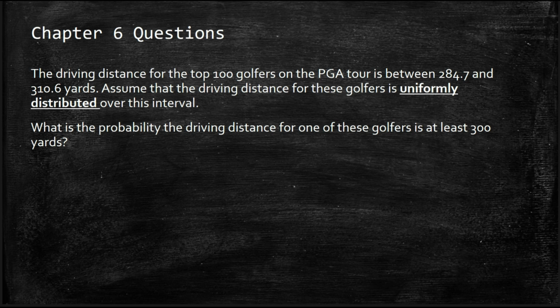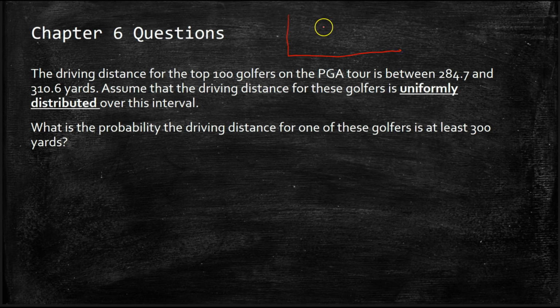Okay, the driving distance for the top 100 golfers of the PGA Tour is between 284.7 and 310.6 yards. Assume that the driving distance for these golfers is uniformly distributed over this interval. What is the probability that the driving distance for one of these golfers is at least 300 yards? So the first thing I'd like you to do is draw out your uniform distribution, okay?